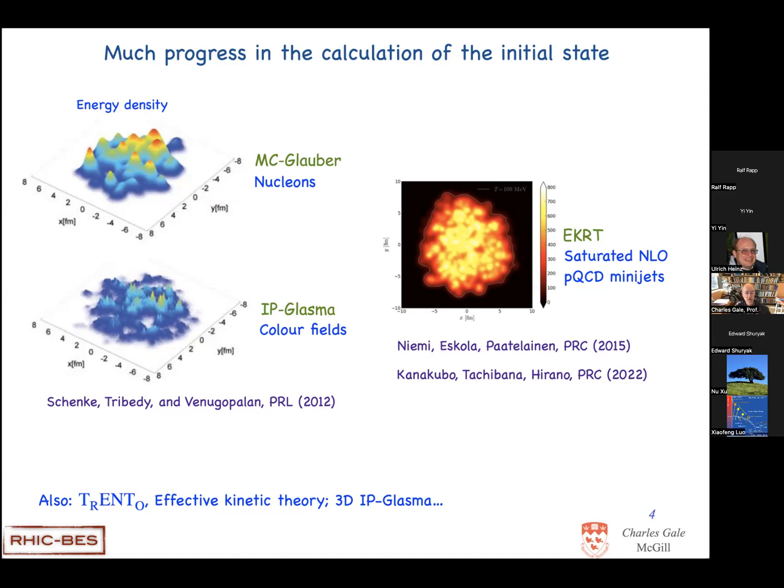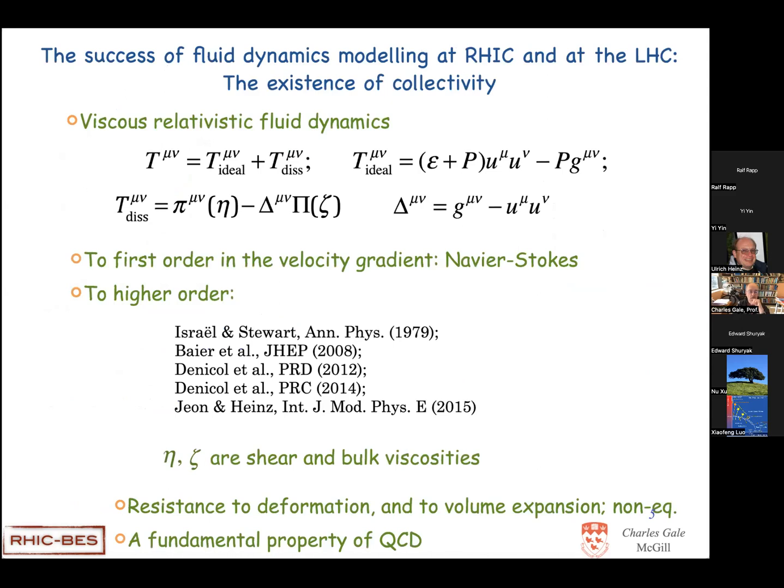Trento is another model. Effective kinetic theory, I mentioned. IP-Plasma is being generalized to 3D. So there's a lot of work into this area right now. The hydro part of that, I don't really need to summarize for you. So the field went from ideal hydro to viscous hydro.